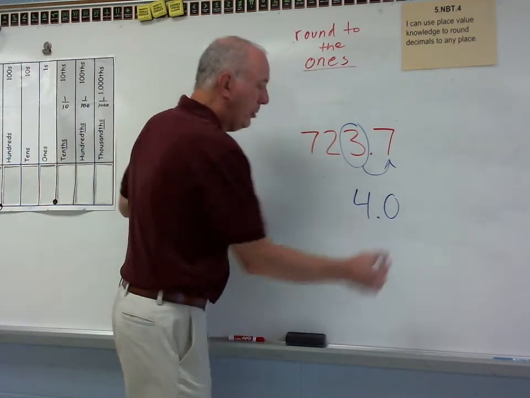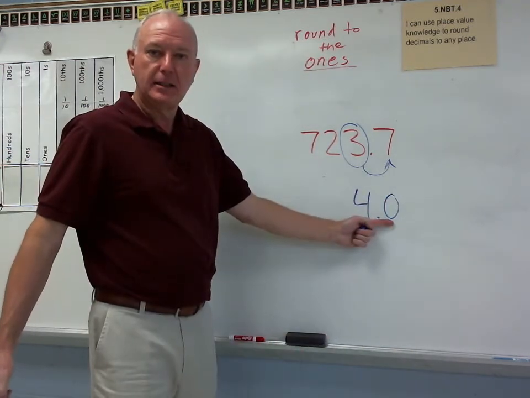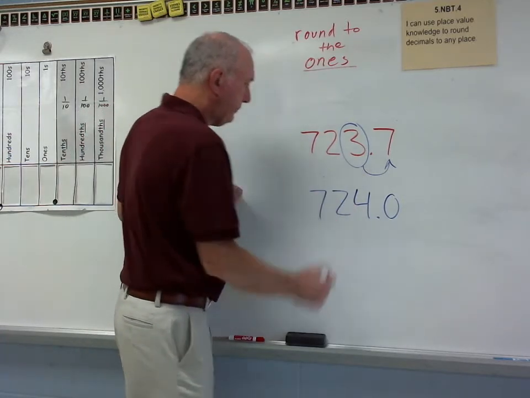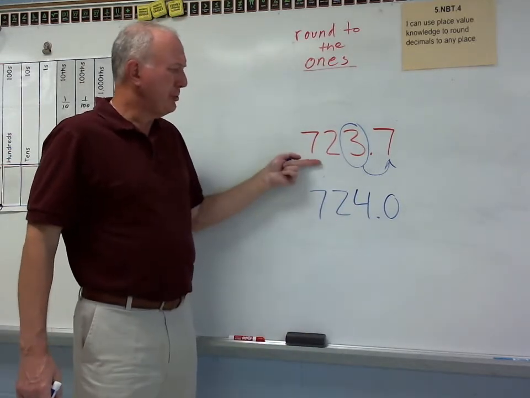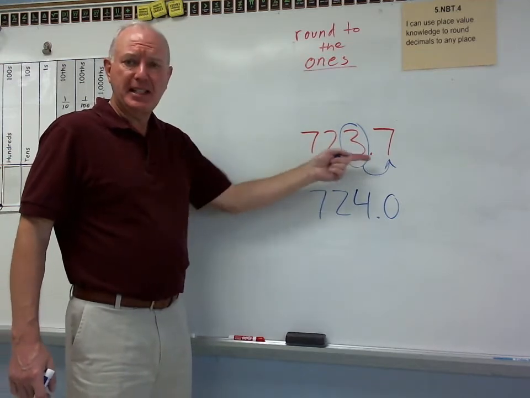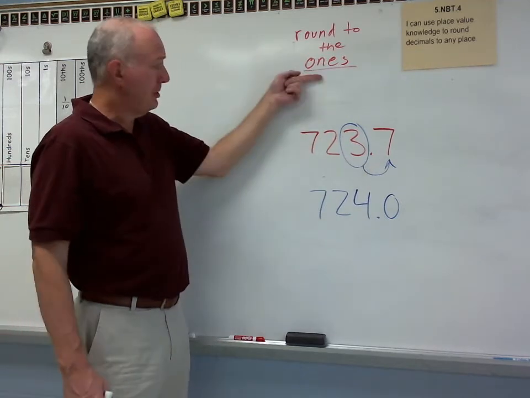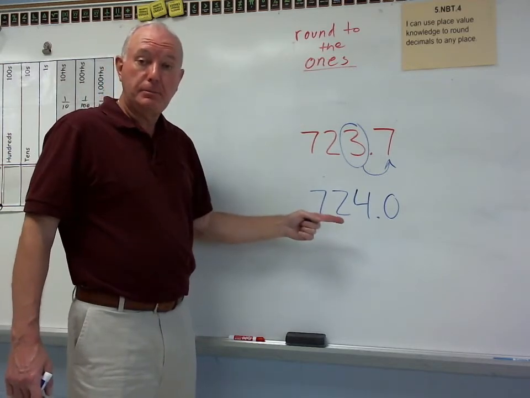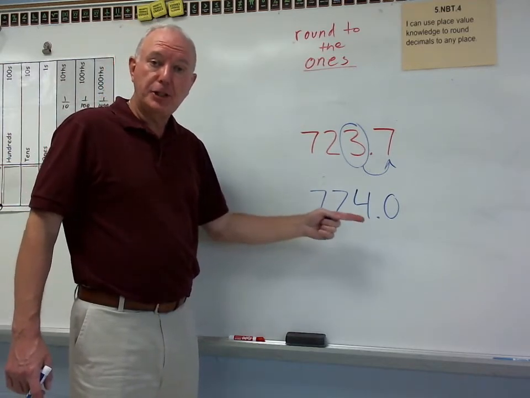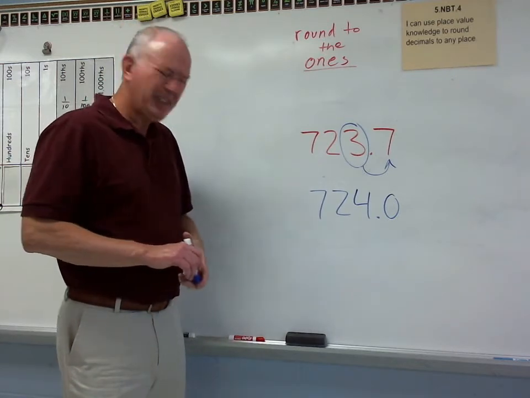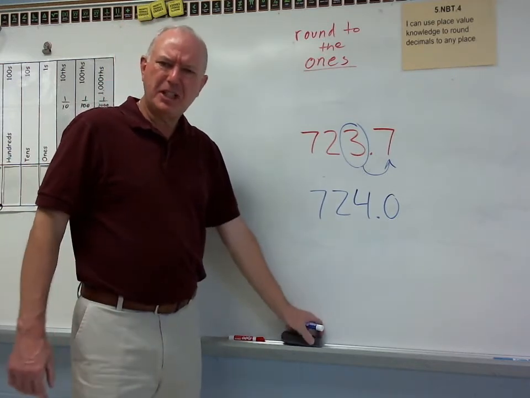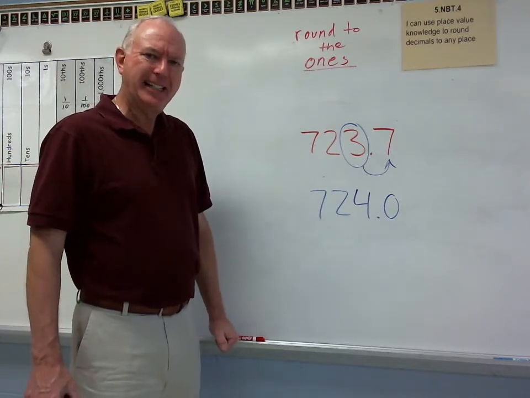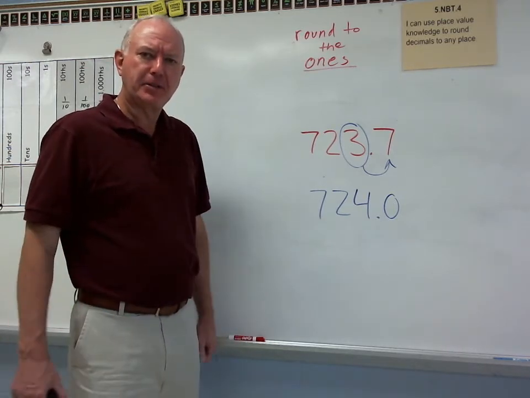The boss always becomes 0, right? And then everything else out in front stays the same. So 723 and 7/10 rounded to the ones place is 724 and no tenths. I really don't like the way that sounds. 724 and no tenths. How can I clean that up, make it sound a little bit better?